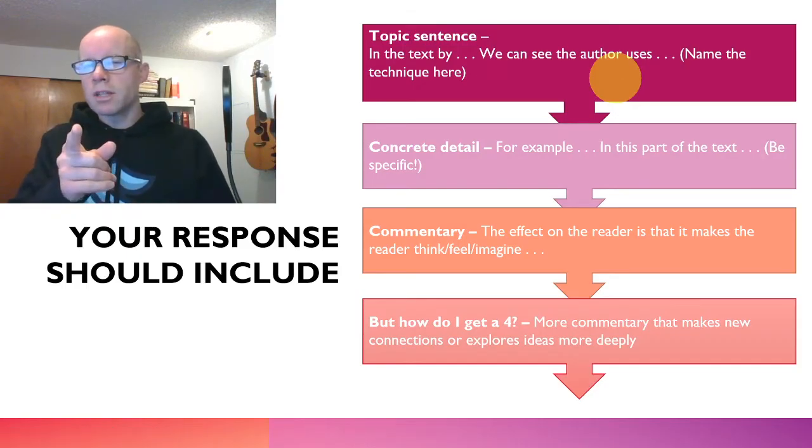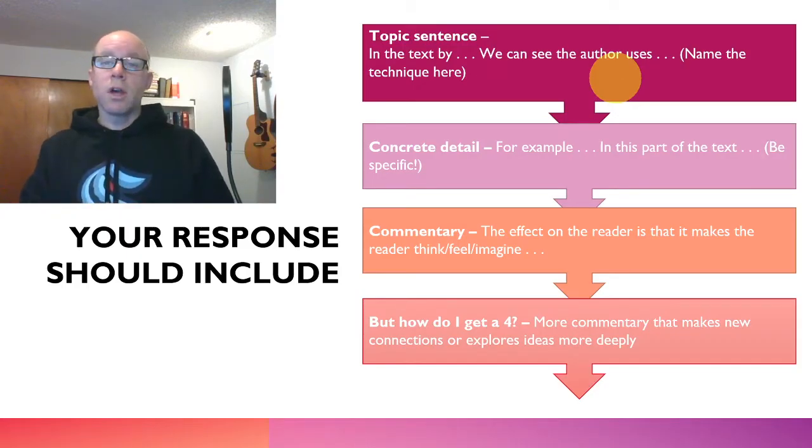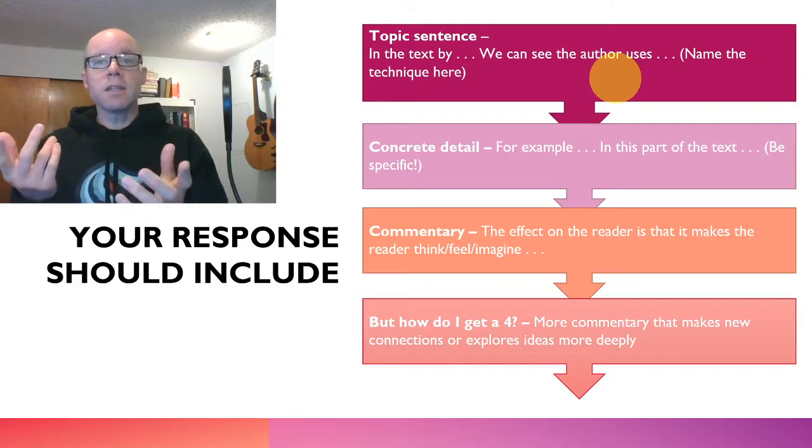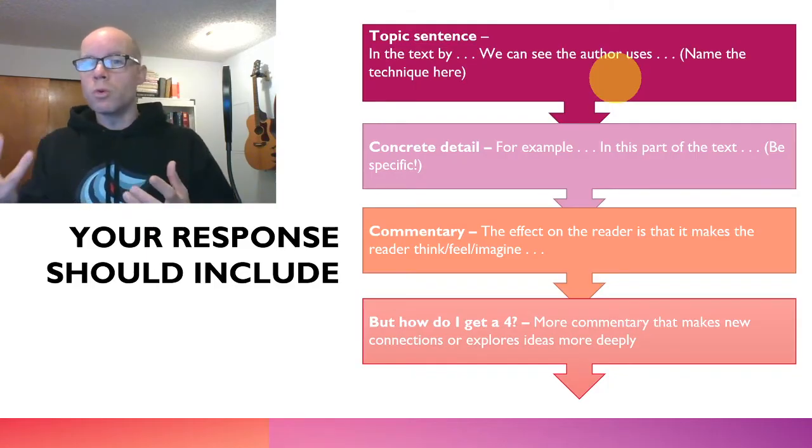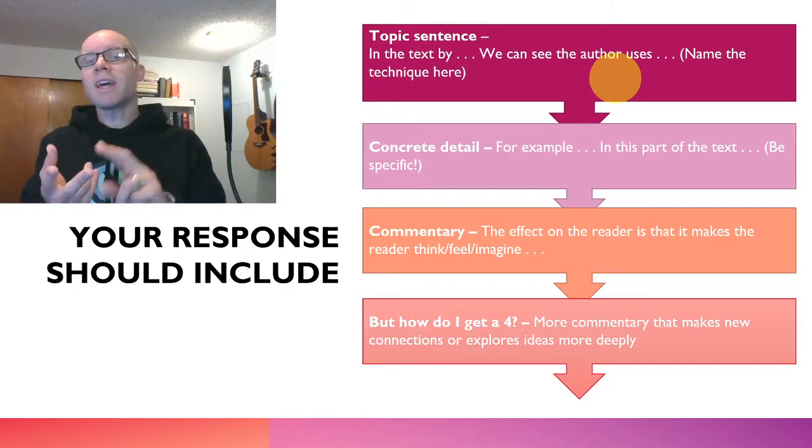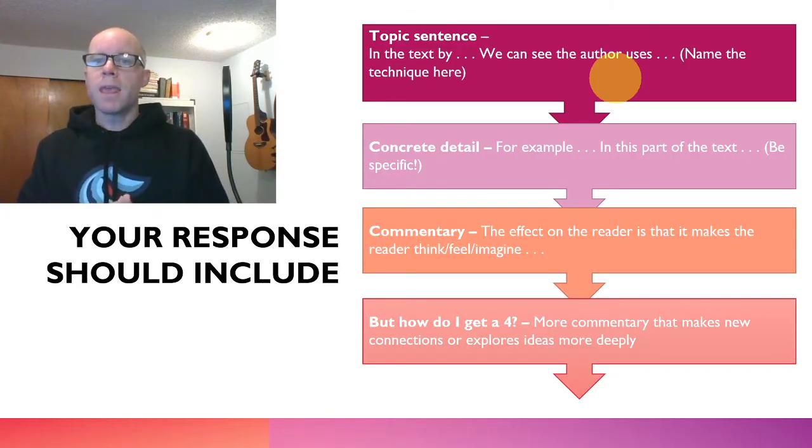Here's a couple other things that you should include in this topic sentence. You're going to want the text type, as in, is it a novel, a movie, a comic strip? You're going to want the title. And you're also going to want the author's name. Use the first and last name. And then you name the technique that you're going to be writing about.